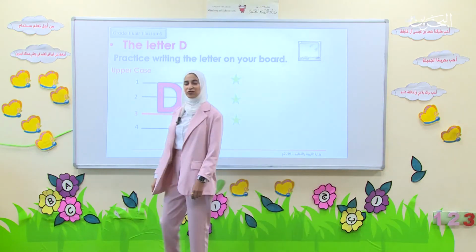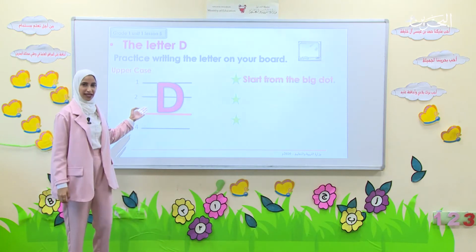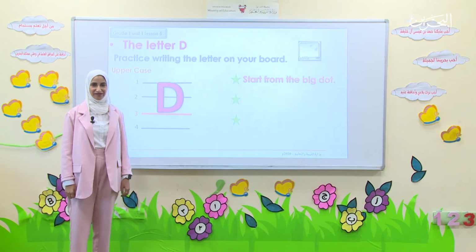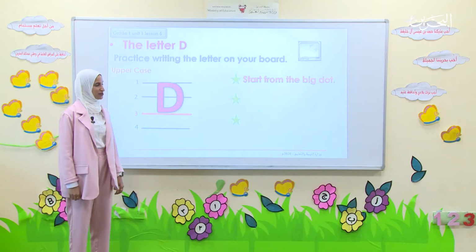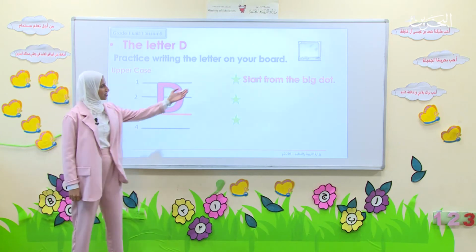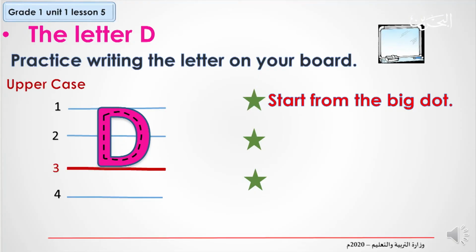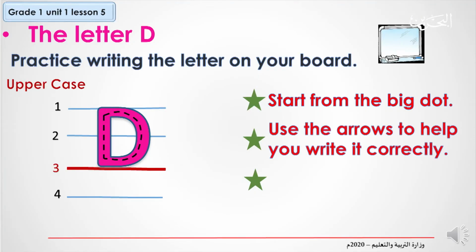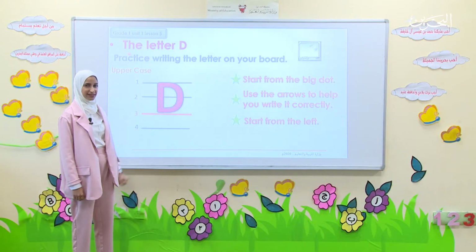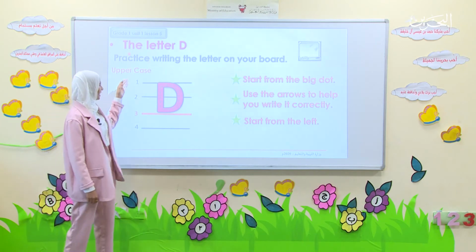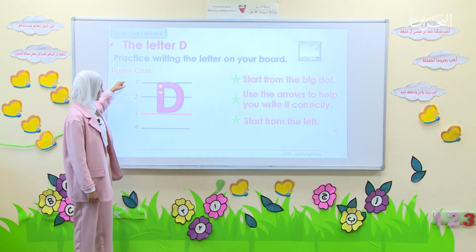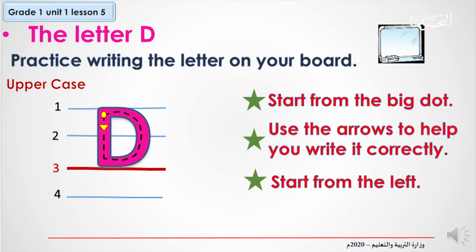Now we are going to practice writing the letter D in your mini board. Take out your mini board. Excellent. Before we start, let me remind you, you have to start from the big dot. And you have to use the arrows to help you write it correctly. And of course, you have to write from the left. In English, we always start from the left. Remember, kids, to write an uppercase D, we start from line number 1 and we finish at line number 3. Now let's write it together.